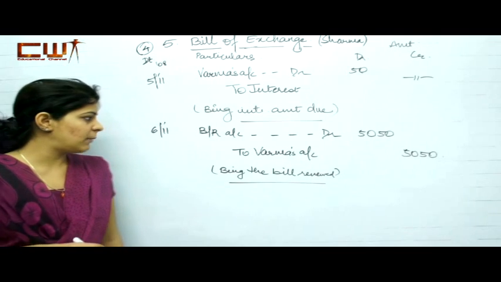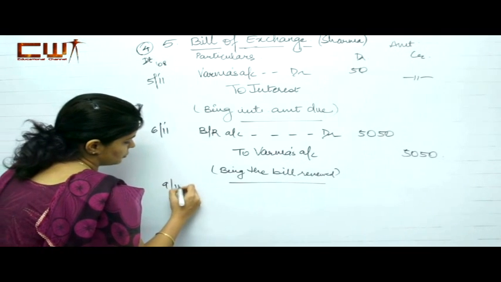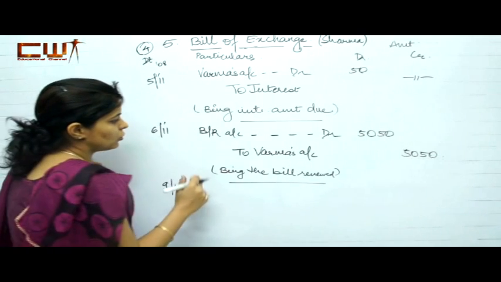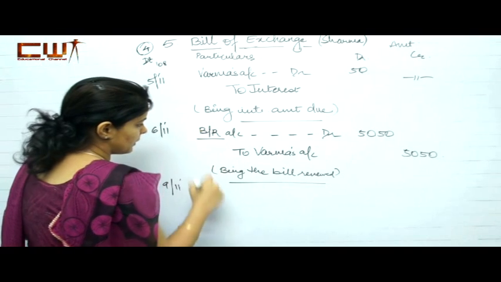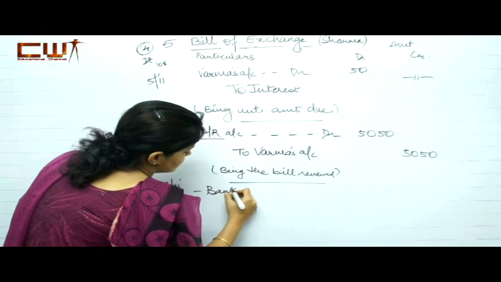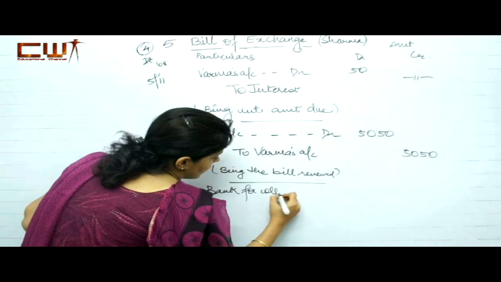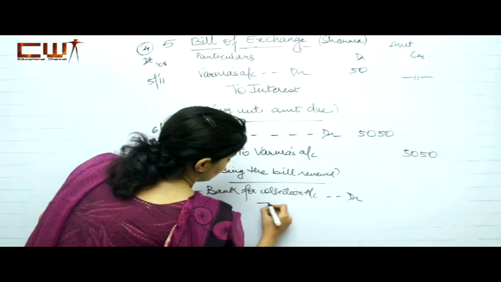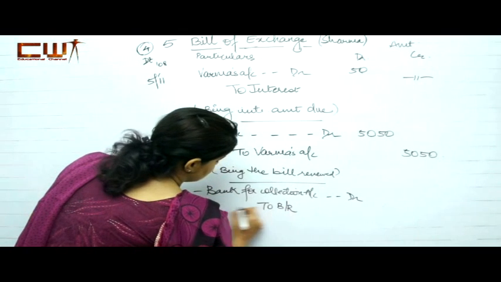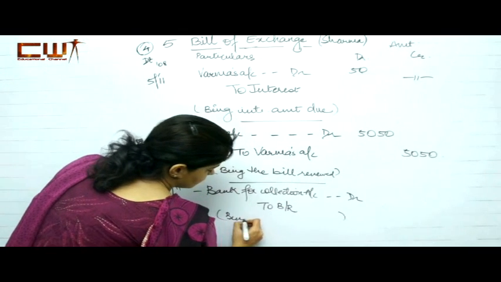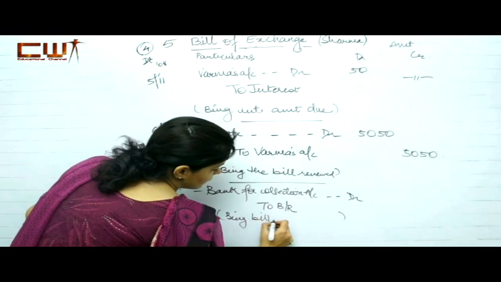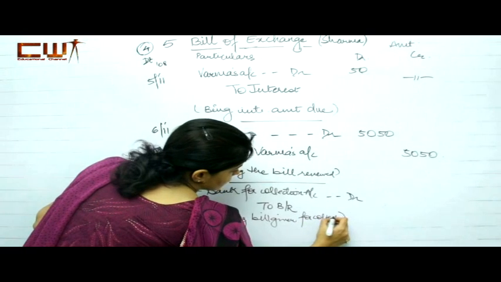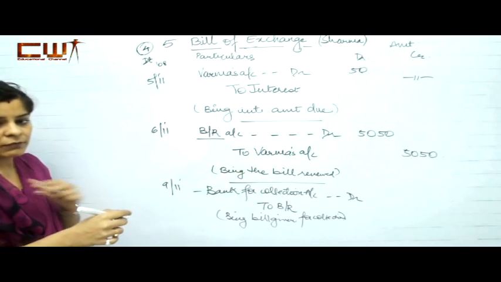So the entry will come on whichever date, 9th November is the due date. You will first do the entry of bank for collection, so that the bill receivable has been submitted to the bank. So it is bank for collection account debited to bills receivable, being bill given for collection. How much is it for? 5050.